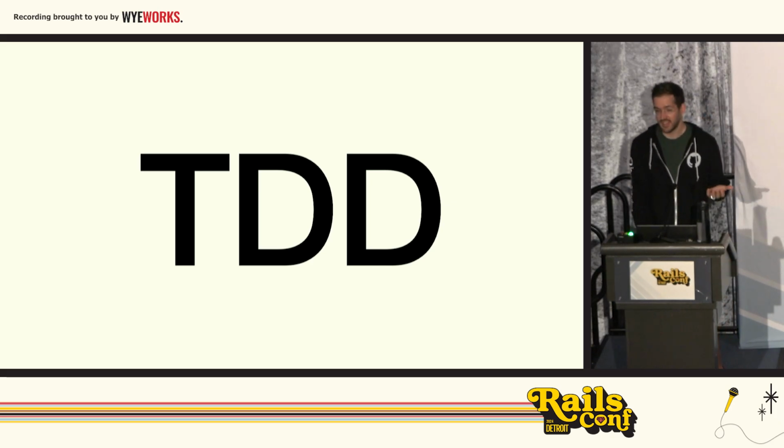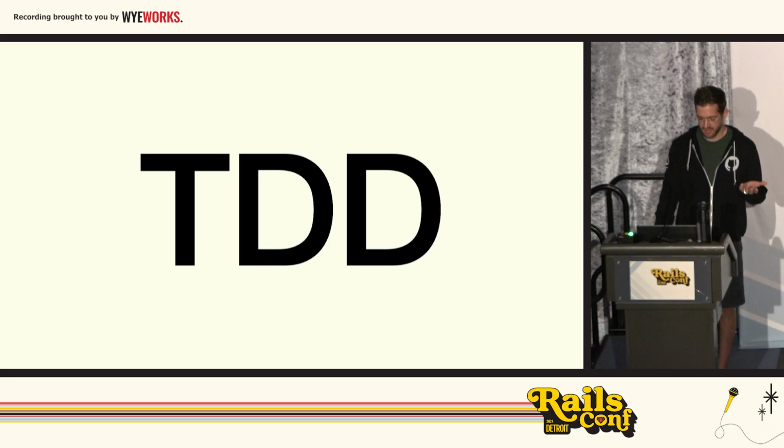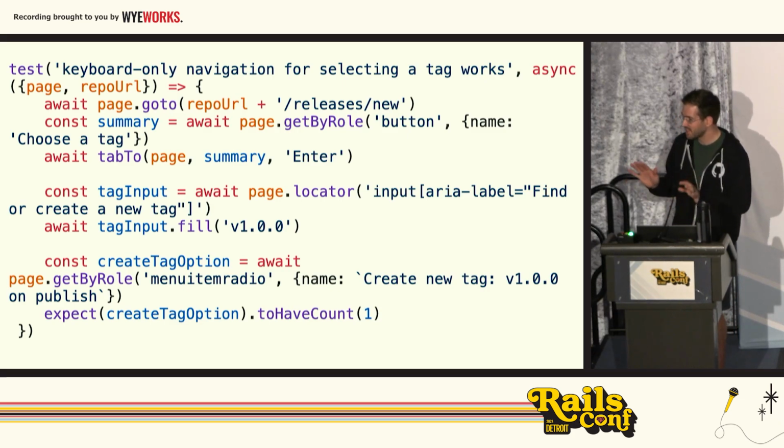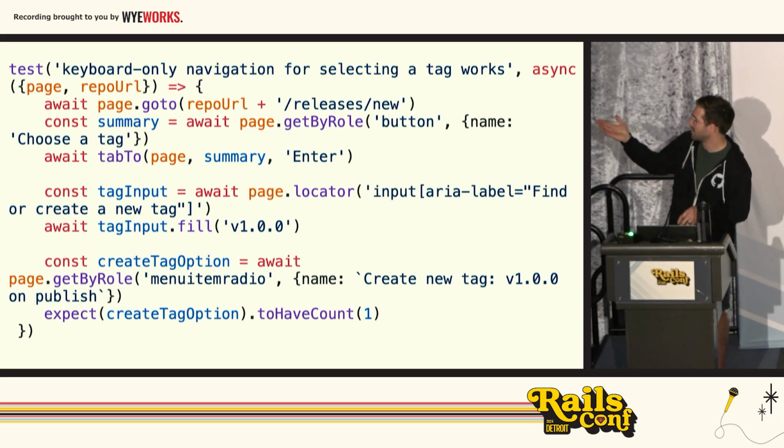We do this by taking our existing system tests and taking places where we clicked on things and turning them into keyboard interactions. For example, we write our system tests in JavaScript. I know. This is the test that creates a new release from a git tag using the keyboard. There's really nothing too exciting here. Probably didn't even need to show the code, but you go to the releases new page, you look up the button that says choose a tag, you tab to it and press enter, and then you wait for the find or create tag input to come up, you fill it out, and then you go and create the tag.